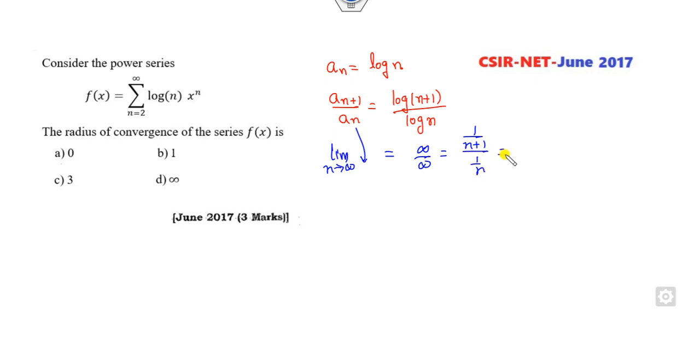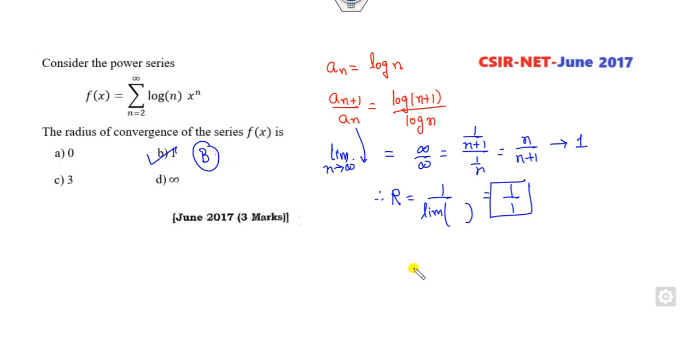So what is the limit of this? It goes to 1. So therefore the radius of convergence will be 1 over the limit of this value. It is 1 over 1. So 1 is the right answer to the problem. Fine.